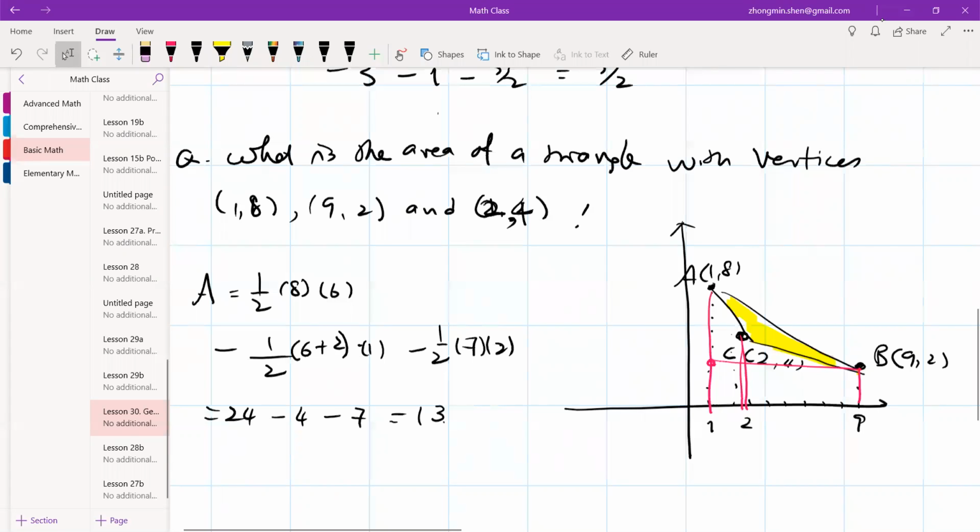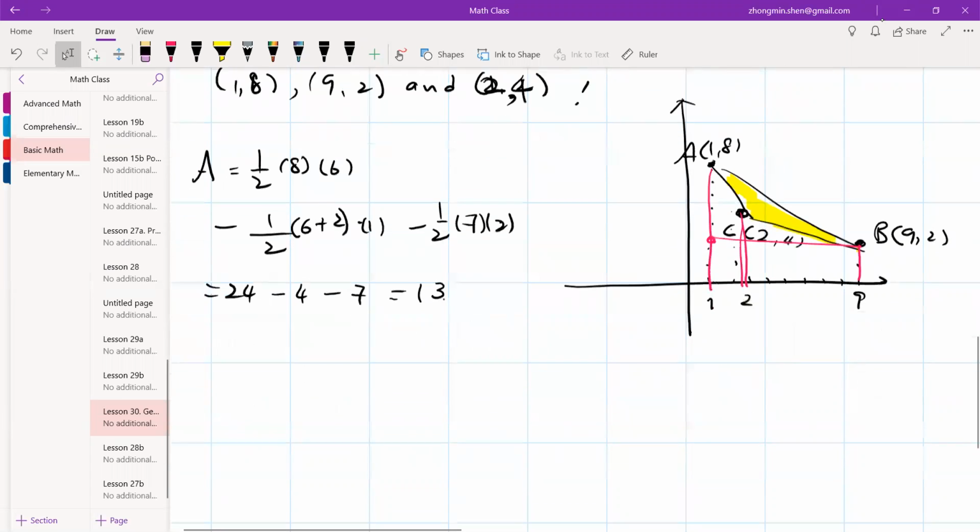Any other answers? So 13, that's my computation. 8 times 6 divided by 2, with triangles you use subtraction. This is the idea, okay? And anyone got 13? Okay, let's redo the problem.